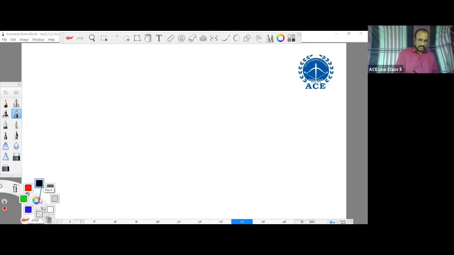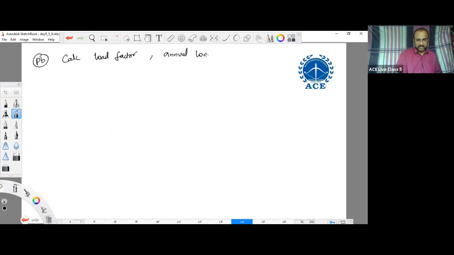Now, let us take one more problem. I will give it, try to solve this. The problem is given like this. Calculate the load factor; the annual load duration curve is given. He is asked to calculate the load factor. He has given the variation of power in kilowatt with respect to percentage of time.